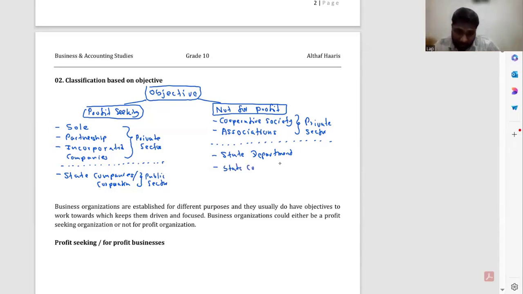State companies or corporations. Public sector. No government. Public. No government.